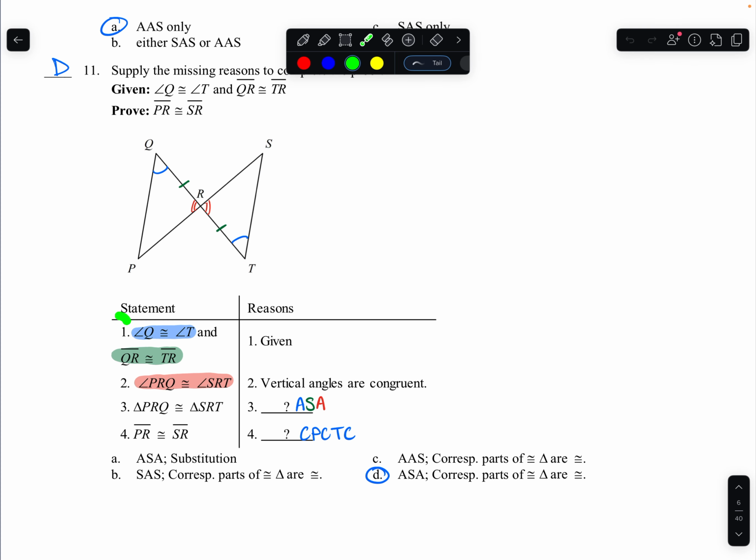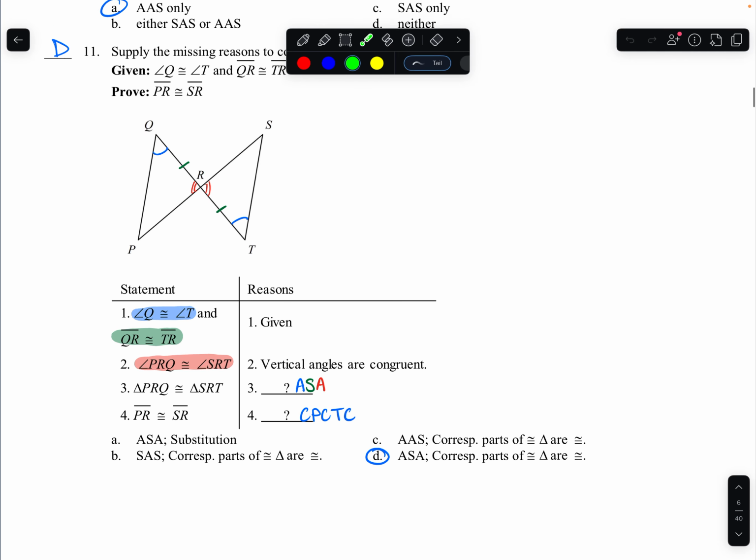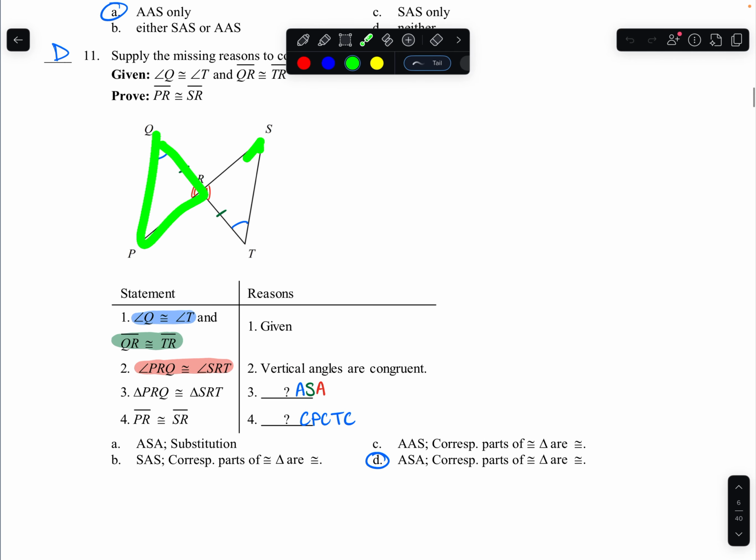And that's because of these three statements above: angle, side, angle. So the reason for statement 3 is angle, side, angle. Now that we've shown that the triangles themselves are congruent, we know that corresponding parts of congruent triangles are congruent. So PR is the corresponding part in the first triangle to SR in the second triangle. So these two must be congruent because corresponding parts of congruent triangles are congruent.